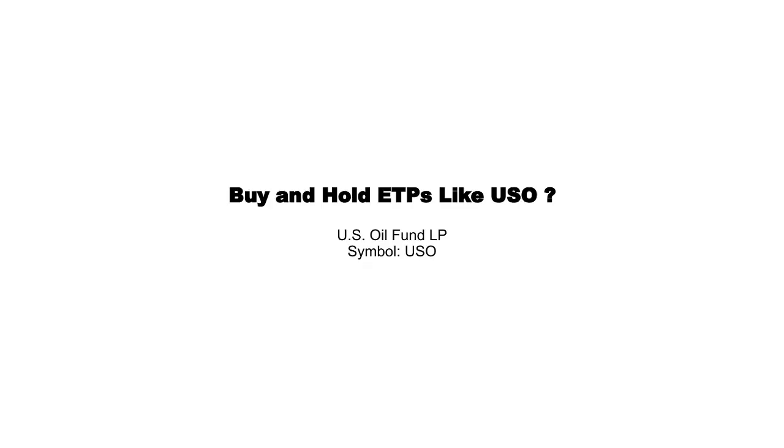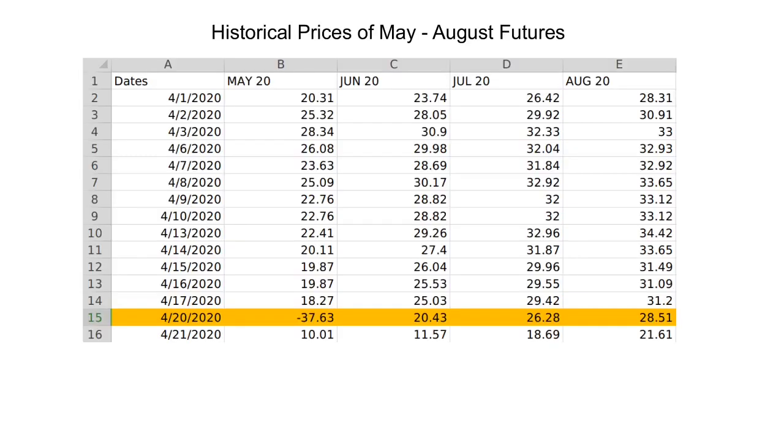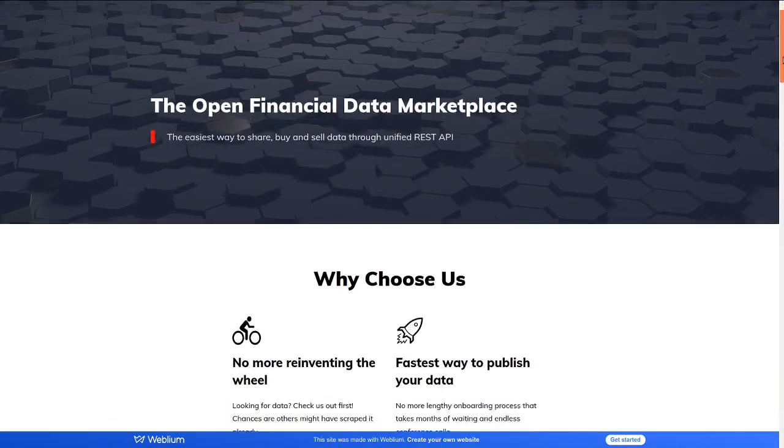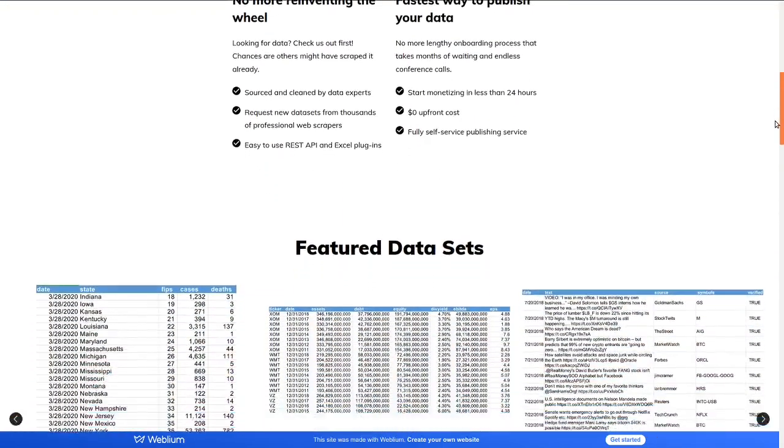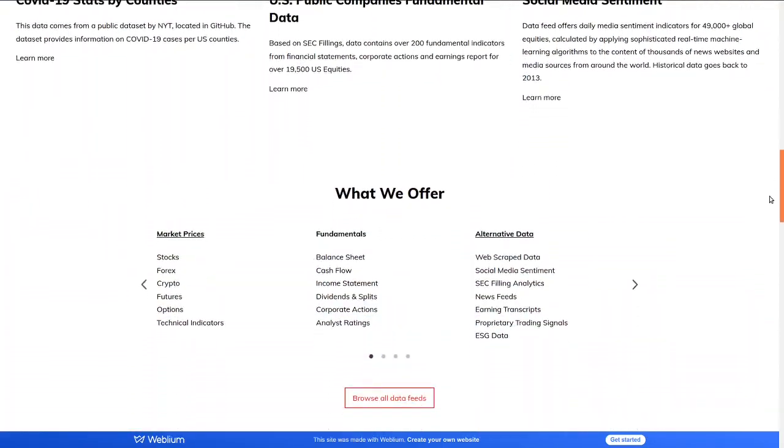Lastly, some people are asking, how about just buying some ETFs like USO? Well, the short answer is these exchange traded products also suffer from something called the roll yield. Let's take a look at the prices of different expiries. We downloaded the futures data from Hystake.com. Hystake is an open marketplace for financial data where you can explore, share, and monetize interesting data sets.